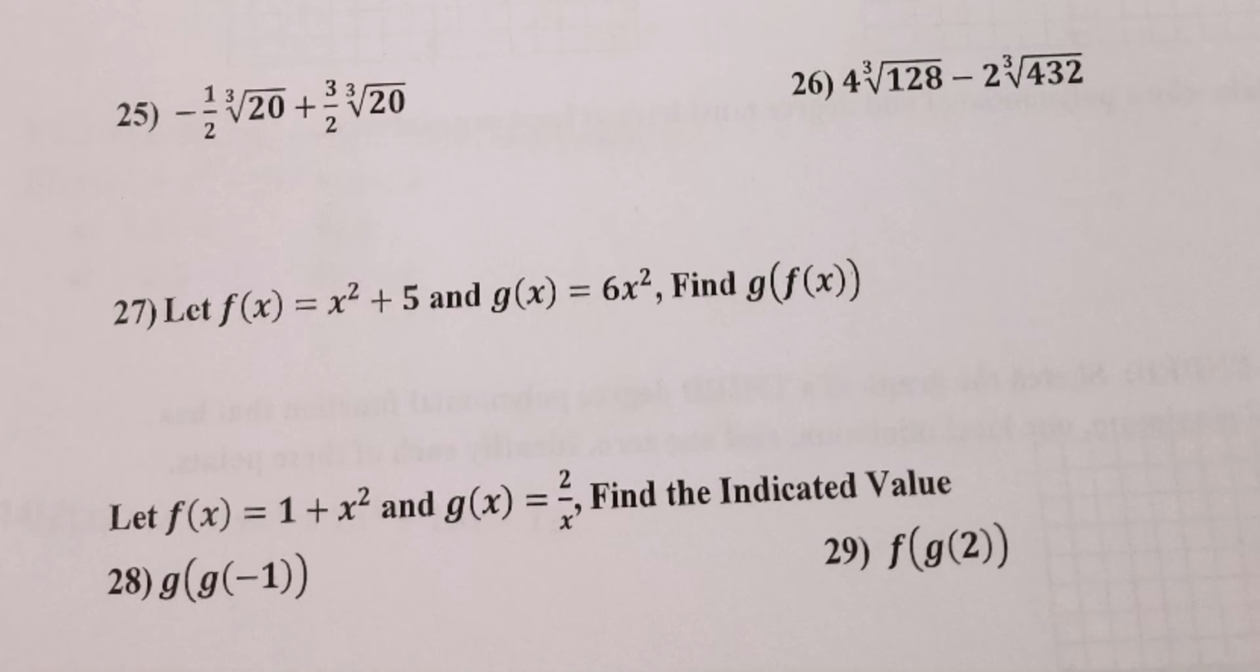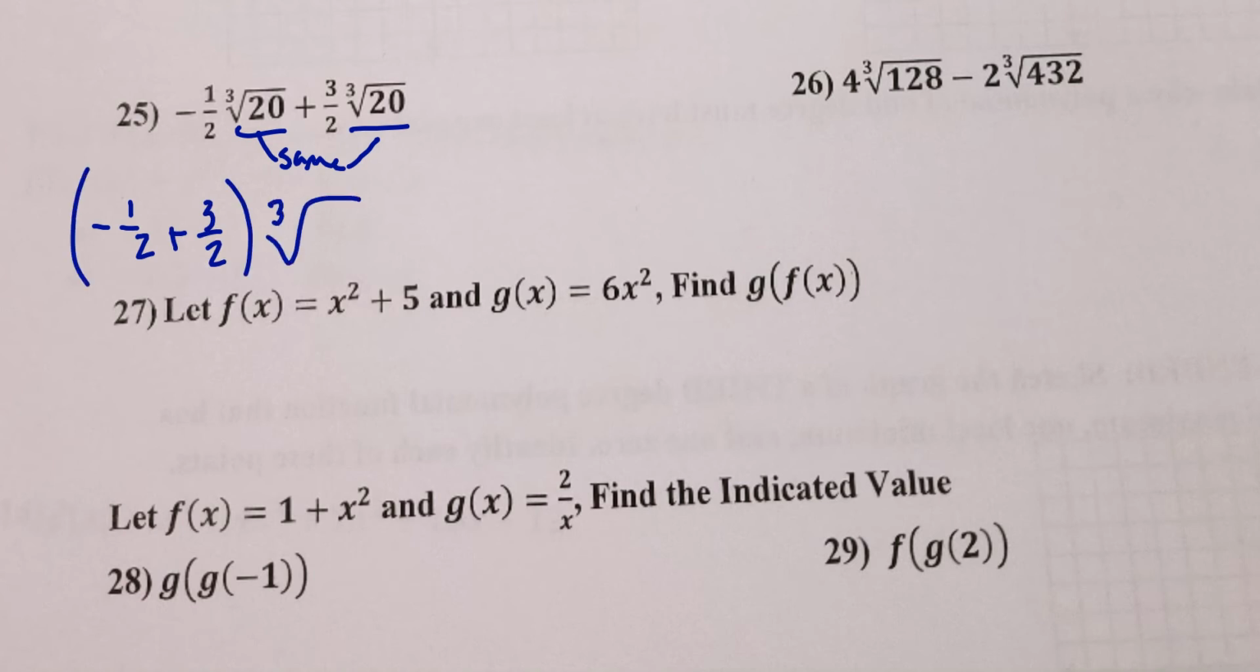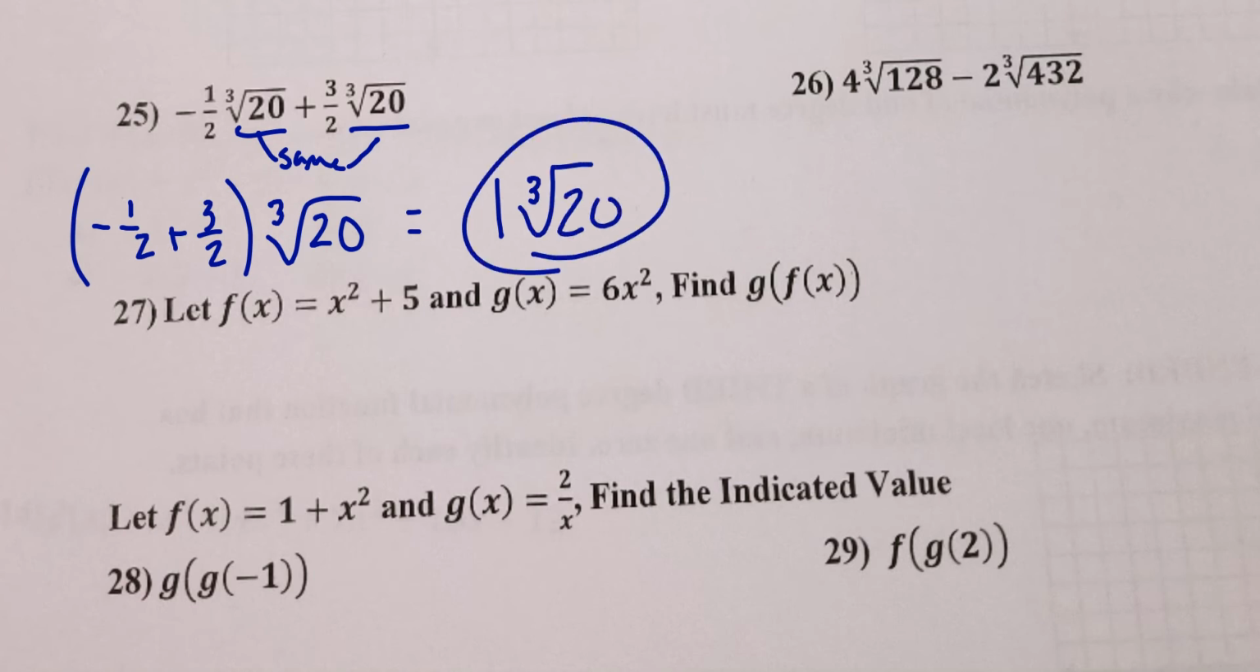25, whenever we are adding or subtracting radicals, we want to have the same exact radical. If we can do that, then we can combine the terms in front. So because these are exactly the same, I can take negative 1/2 plus 3/2 in front of the cube root of 20. Negative 1/2 plus 3/2 is 2 over 2, which is just 1 times the cube root of 20. That's your final answer.